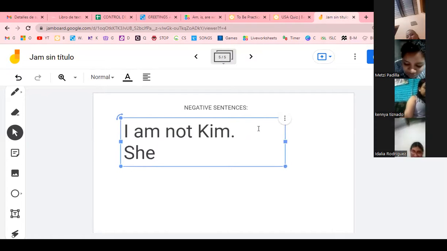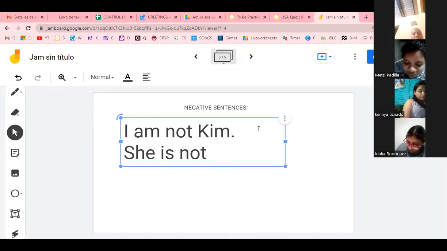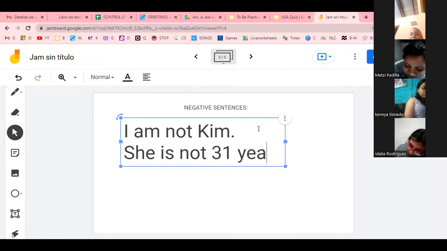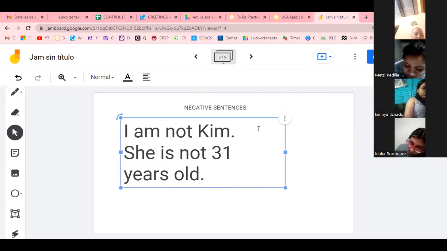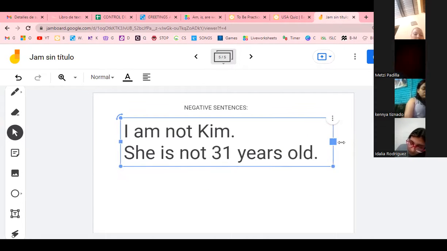Okay, she. What is the negative for she? It's not. Ajá, it's not. Una edad, vamos a ver. 70 years old. She is not 31 years old. Okay, very good. It's true. Kim is not 31 years old.